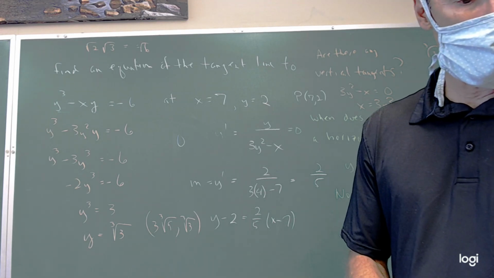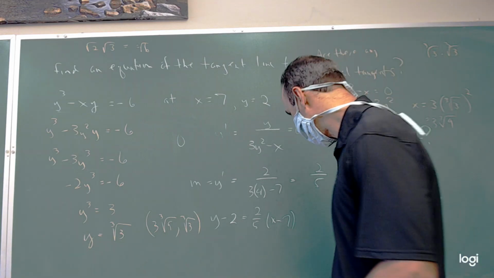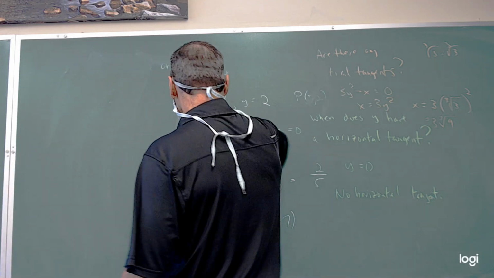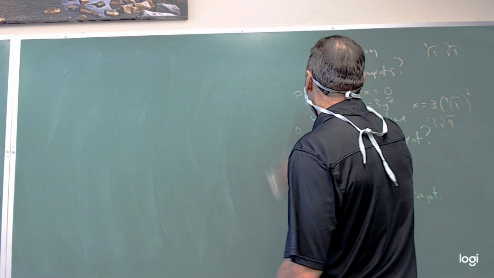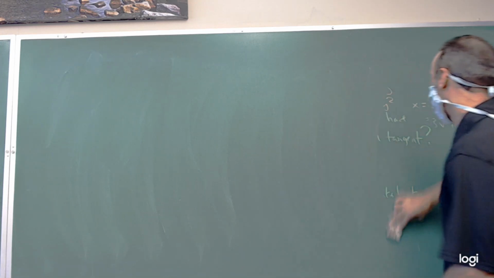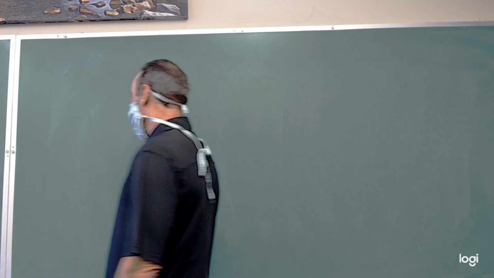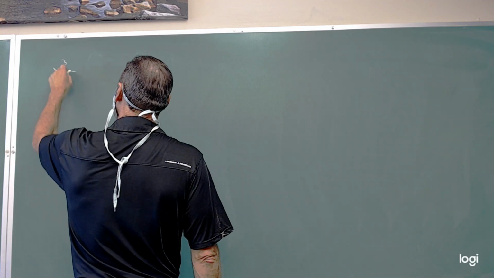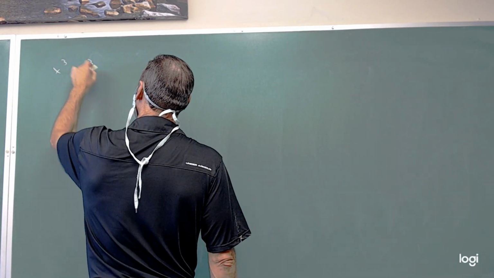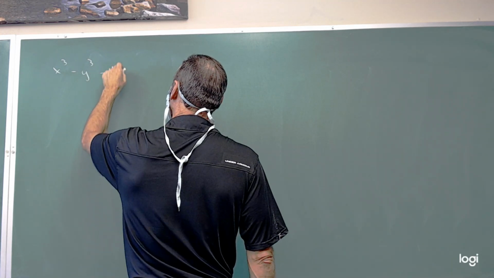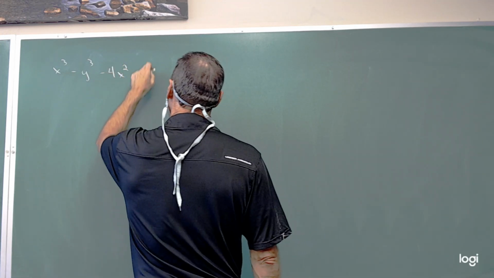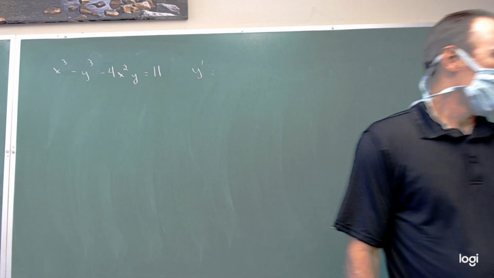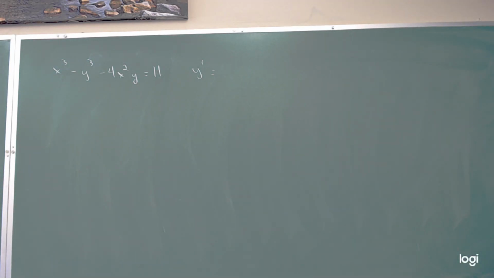Well, I think we're ready to come to the board and see if we can do something challenging here, because I think we've got everything covered that we need to. And if we can do this, then maybe we can do some practice for tomorrow's test. So let's do x cubed minus y cubed minus 4x squared y equals 11. And let's just see if we can find y prime. I'm going to pause this here while we work on it.